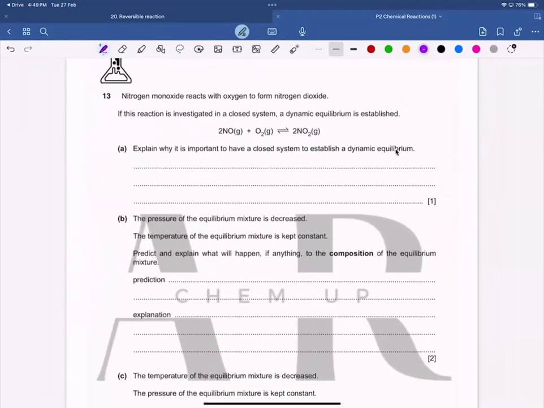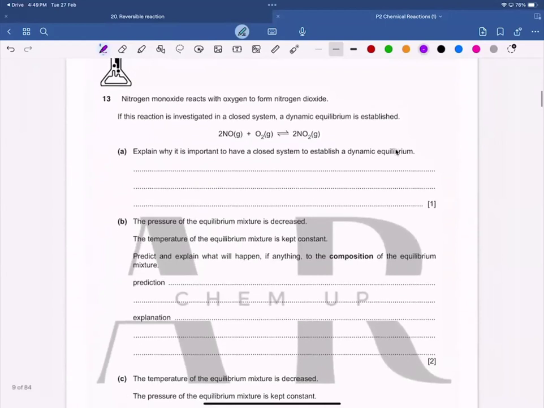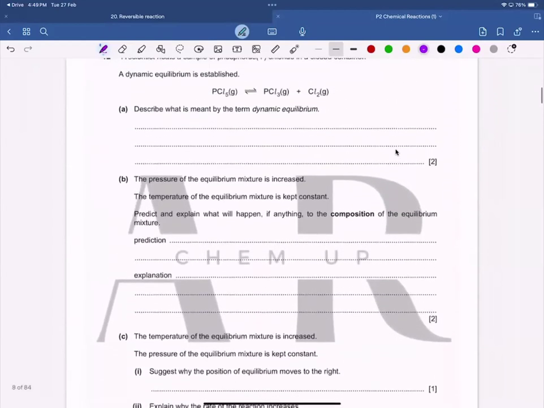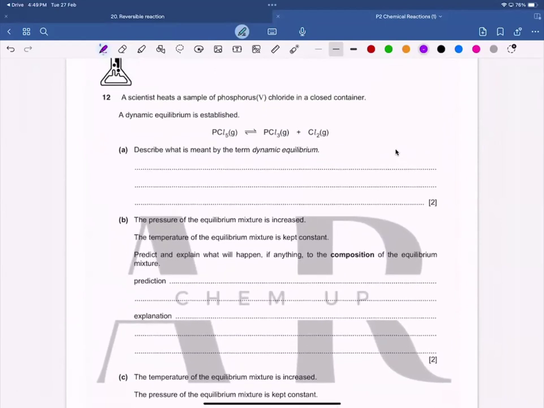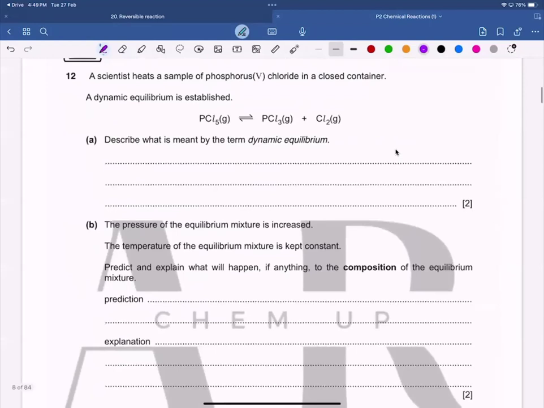Moving on to the next question. Okay, now have a look over here. A scientist heats a sample of phosphorus pentachloride in a closed container. A dynamic equilibrium is established. So remember, whenever there are gases, either on the reactant side or the product side, we always choose a closed container to establish the equilibrium. Otherwise, the gas can easily escape, so the equilibrium would not establish.